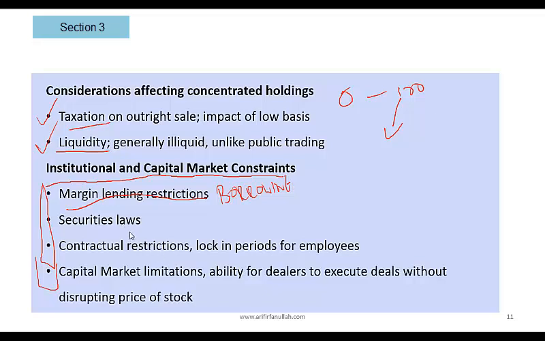The other angle is securities law. So that could also be a limitation. There could be contractual restrictions. So you could have lock-in periods, and this is prevalent even for private equity, where businesses are invested in and then investors are told that you can't get out of them. Even in the case of IPOs, when you do book builds, there is a lock-in period in which you can't really exit. So I think that also plays here.